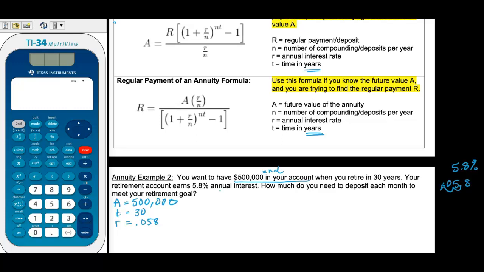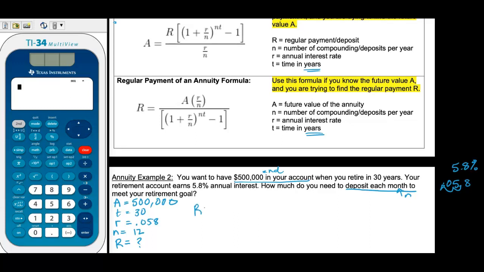How much do you need to deposit each month to meet your retirement goal? So because the deposits are made each month, that tells you your N. So N equals 12, since we're making 12 deposits per year. And then how much do you need to deposit? That's my R value. We don't know what that is, so we're trying to find that. So I'm going to use the second equation.